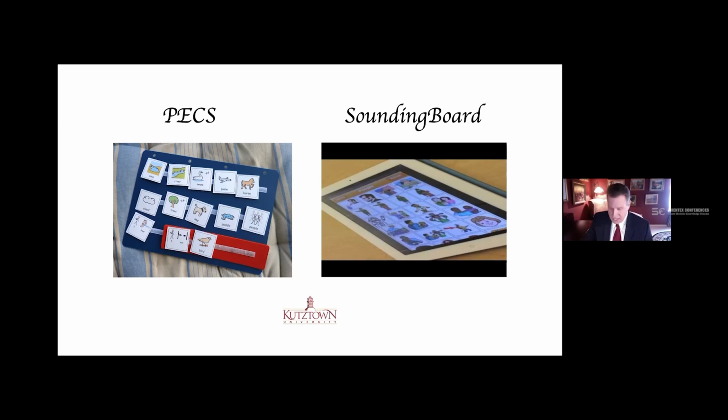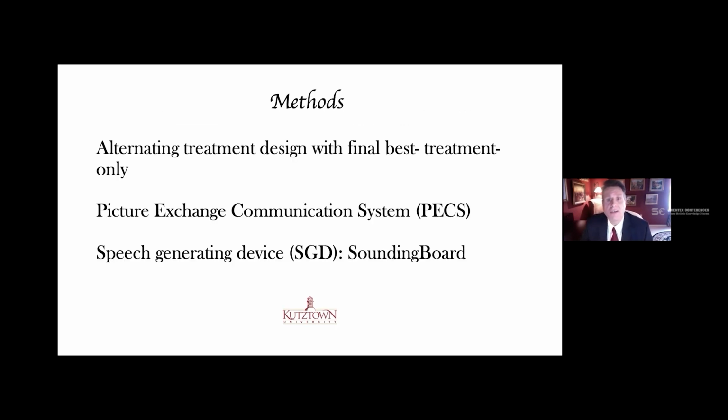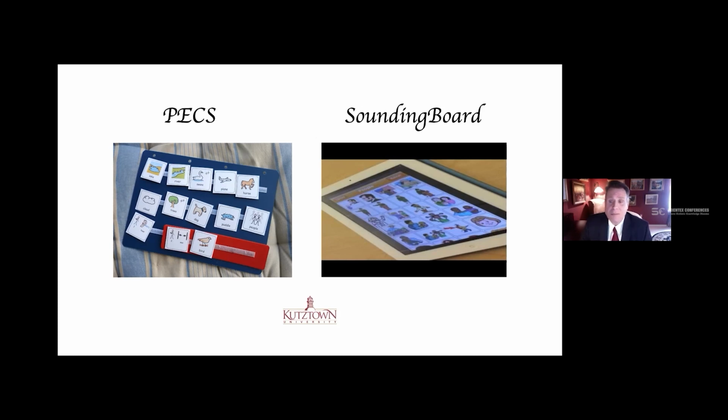Now the Sounding Board, the speech generating device, the SGD, on the iPad, was our other independent variable. Why did we choose Sounding Board? It's free for the most part. When you start getting more and more icons, there's a fee, but it was free, it was customizable, and it was very similar to PECS with a couple key differences. I didn't want to identify something black versus white that was too different. I wanted something where I could identify the difference in the variables. So Sounding Board was similar to PECS, and it was easily usable.